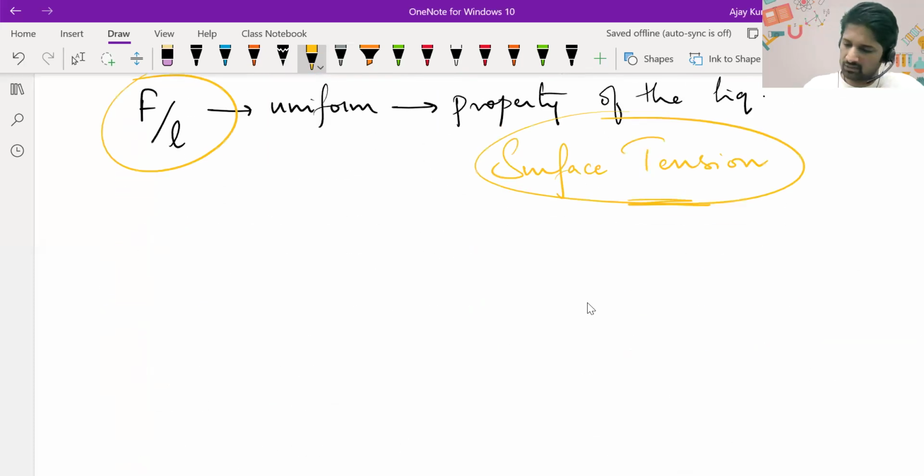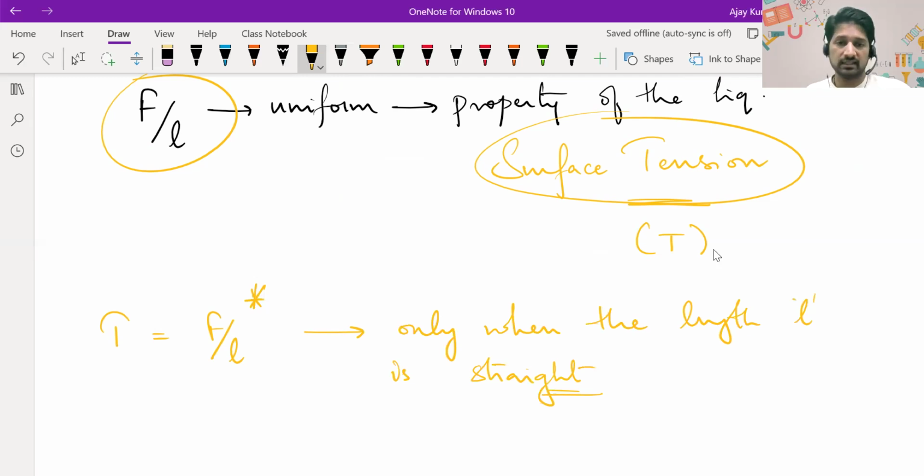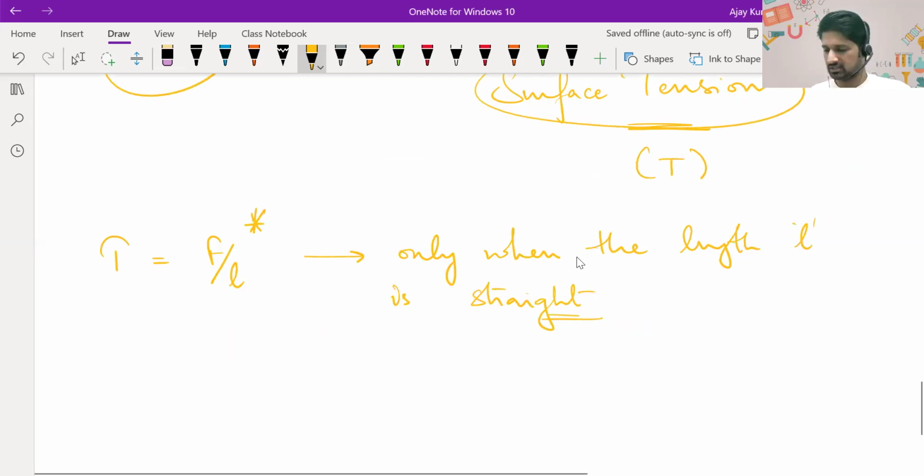So, surface tension, let us denote it by the symbol T. You can say that T is equal to F by L, force per unit length. But this formula is applicable to a very specific case. This is applicable only when the length L is straight. What if it is not straight?